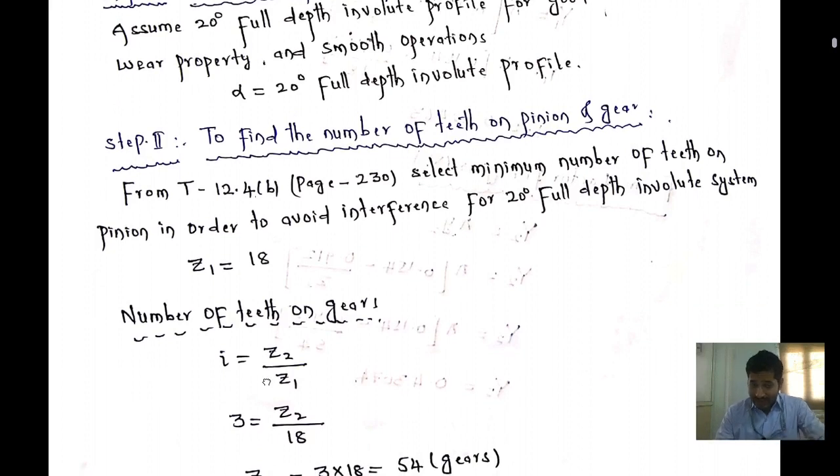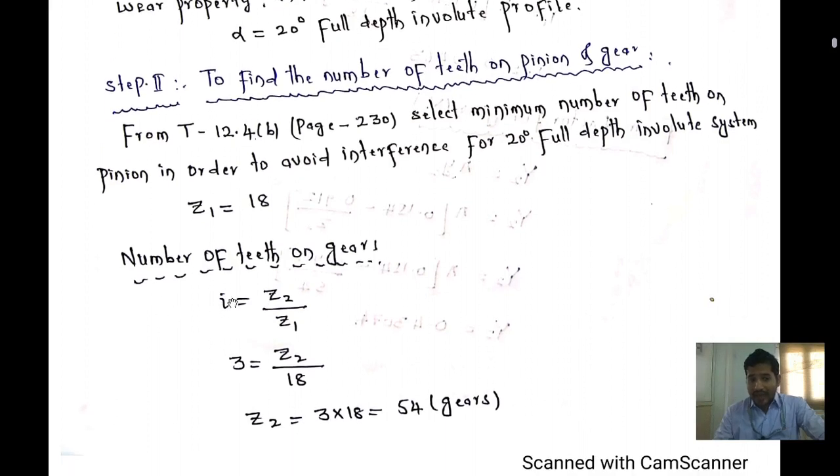After that, with the help of the transmission ratio, we can easily find out. Here i, the transmission ratio, is equal to Z2, the number of teeth on the gear, divided by Z1, the number of teeth on the pinion. Clear? So i is already given, how much? 3 is given. Z2, the number of teeth on the gear, we need to find out. Z1, the number of teeth on the pinion, is given.